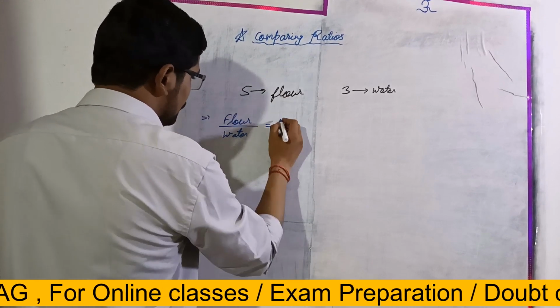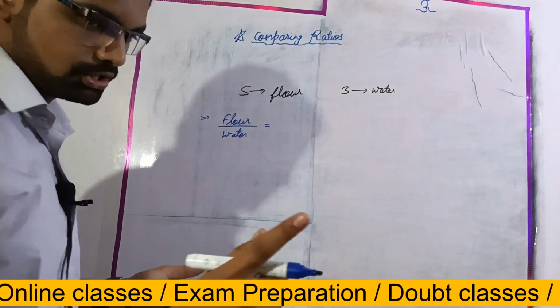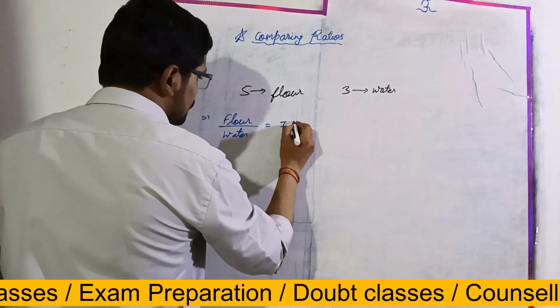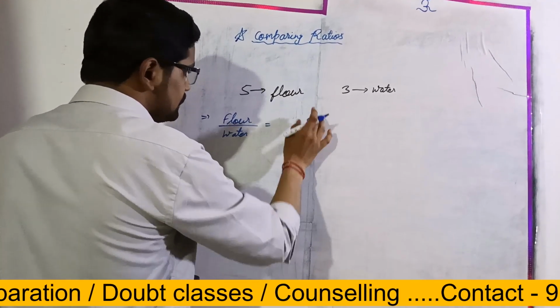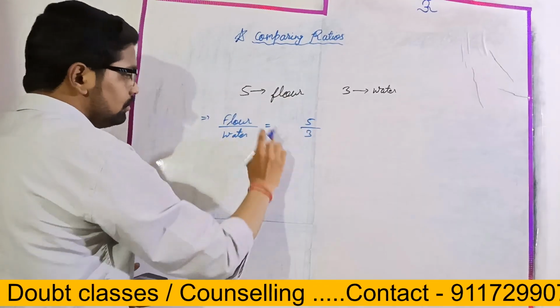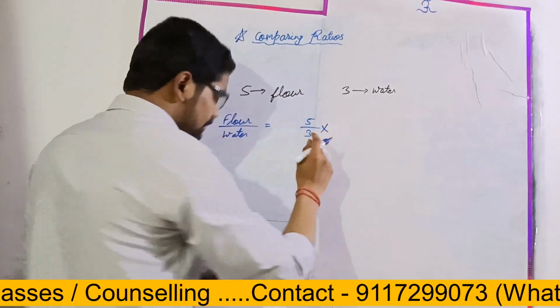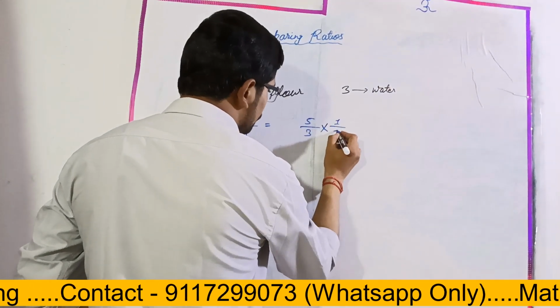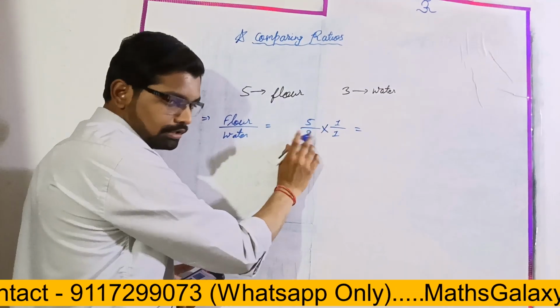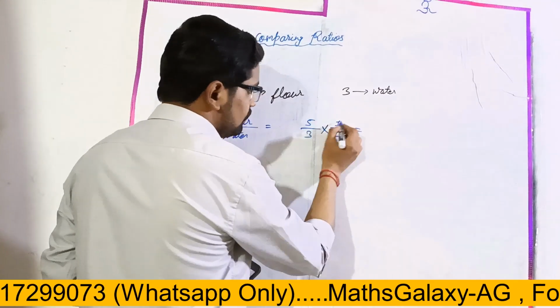And flour is to water to make one portion. So here we have to multiply it by 1. 5 by 3, है ना? As it is 5 by 3, 5 for flour and 3 for water. Here we are making one portion. So we will multiply it by 1 in numerator and denominator also, okay? So it will be 5 1 ja.